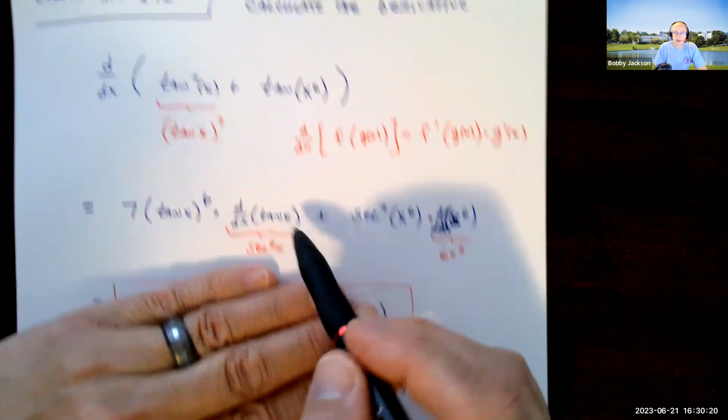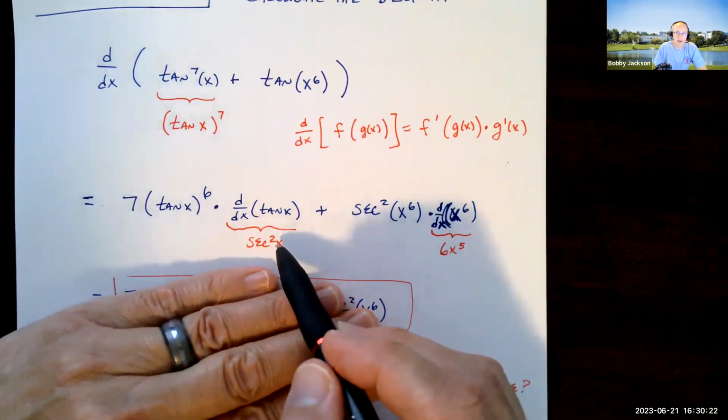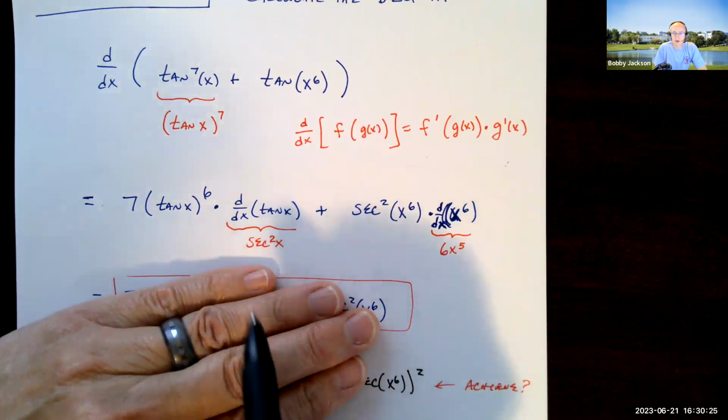So the g prime of x is this. What is the derivative of tangent x? Well, you need to know it's secant squared x. Again, you need to know the derivatives of all 6 trig functions.